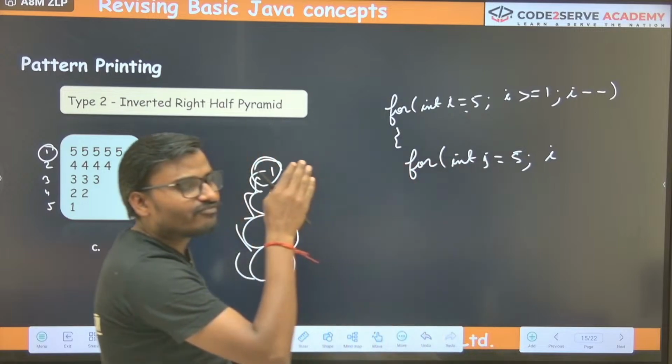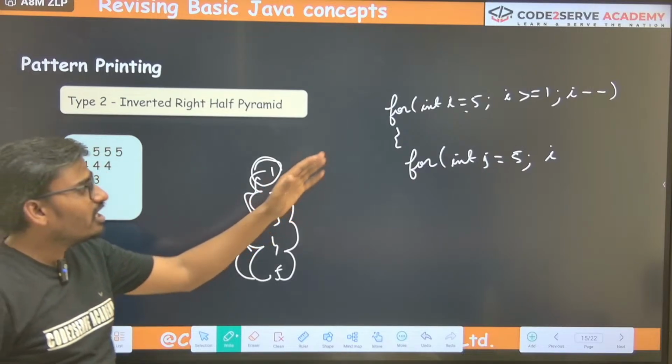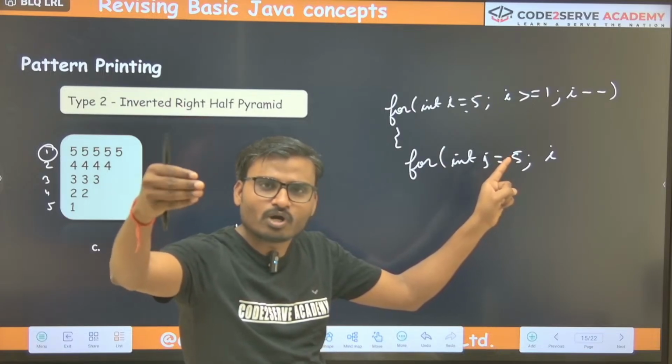So if we are starting from 5, how many times do we have to execute? For row number 1, we have to execute 5 times. For 4, we have to execute 4 times. So either way you can write it. Even if you start from 1, you can say it should be less than or equal to i.